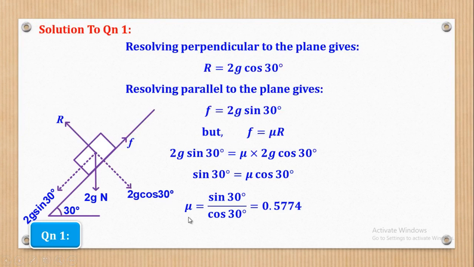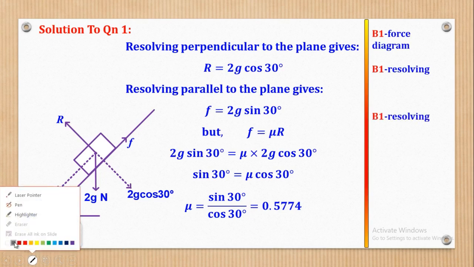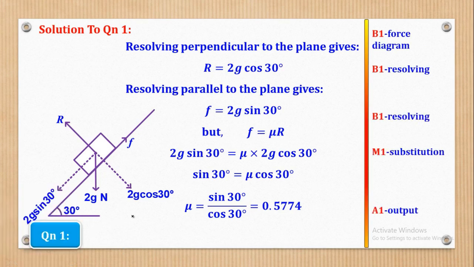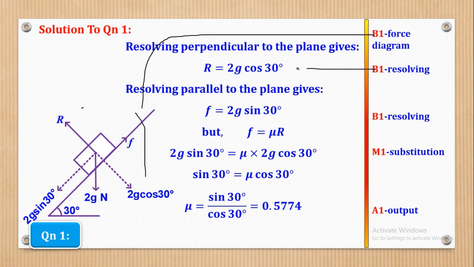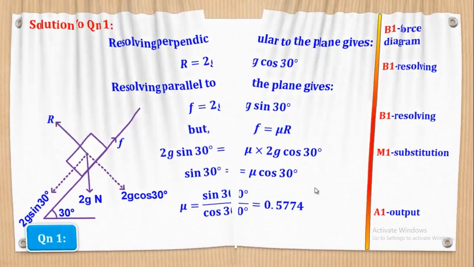So next is to see how marks can be awarded. In this case, B1 is for the correct force diagram, and remember this force diagram is drawn using a ruler. Then B1 is for resolving perpendicular to the plane, then this B1 is for resolving parallel to the plane, and this M1 is for substituting F and R into this formula. Then this A1 is for simplifying to get the coefficient of friction, which is required. So basically that's how the 5 marks could come about.